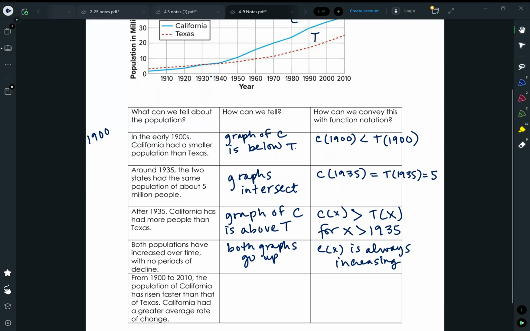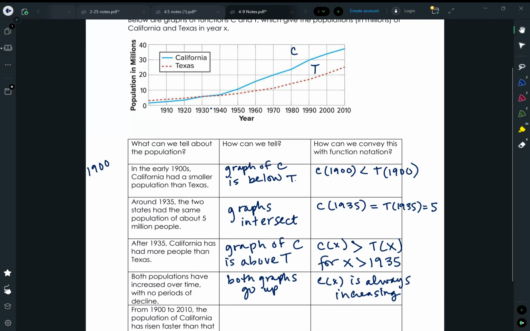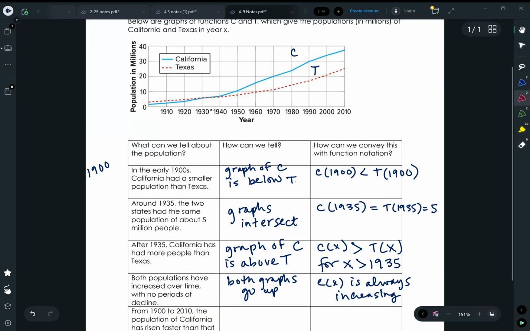So from 1900 to 1910, the population of California has risen faster than that of Texas. California had a greater average rate of change. So let's see about that. From 1900, so right from the beginning of the graph, to 2010. So 1900 to 2010, California had a bigger, it rose faster.